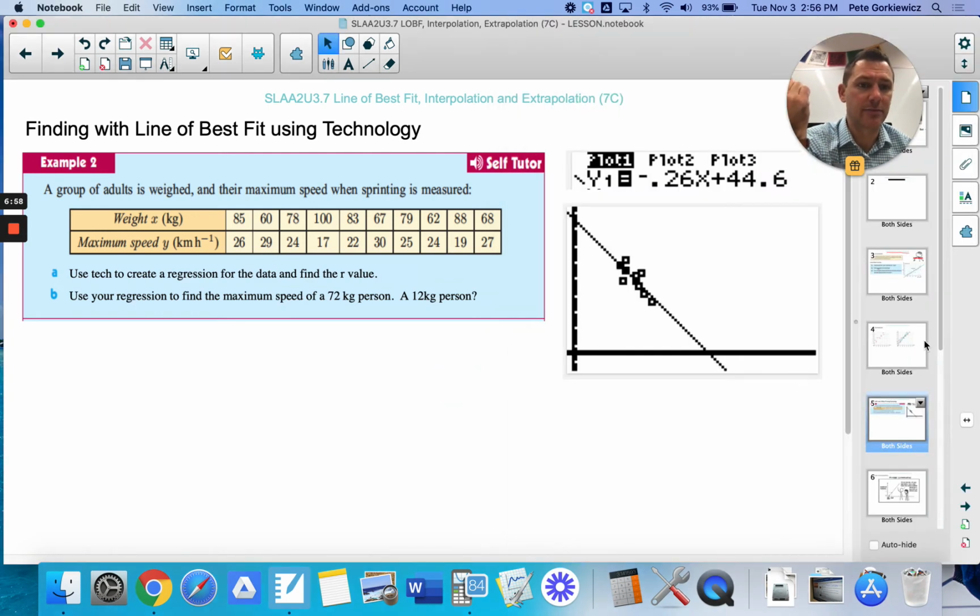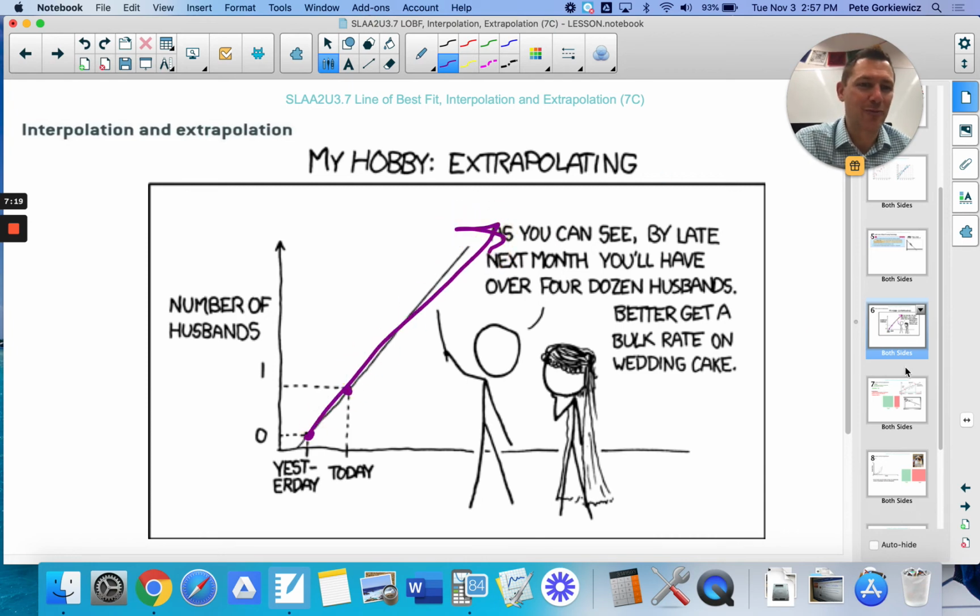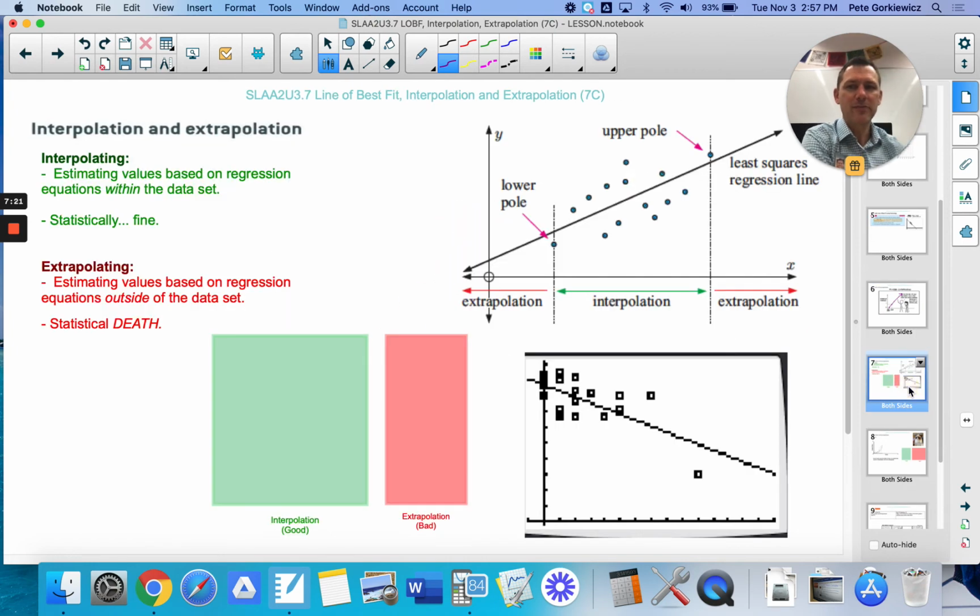Let me explain that part to you. Hopefully the calculator part you should be able to do with no problem, but interpolating and extrapolating are two different things. I like this. They just got married and he says, hey, today you have one husband and yesterday you had no husbands, so statistically if you extrapolate, you should have a lot more in a week.